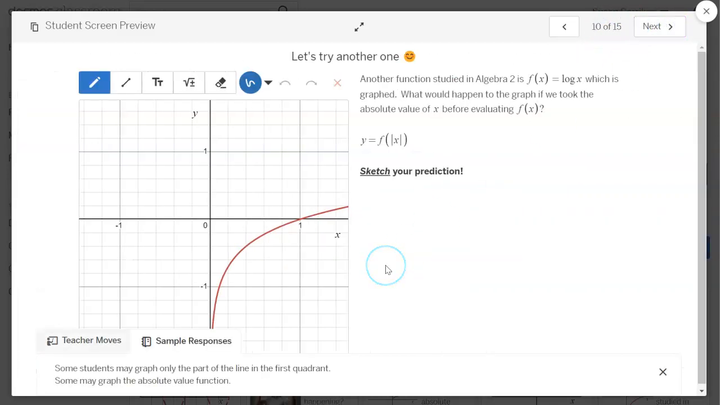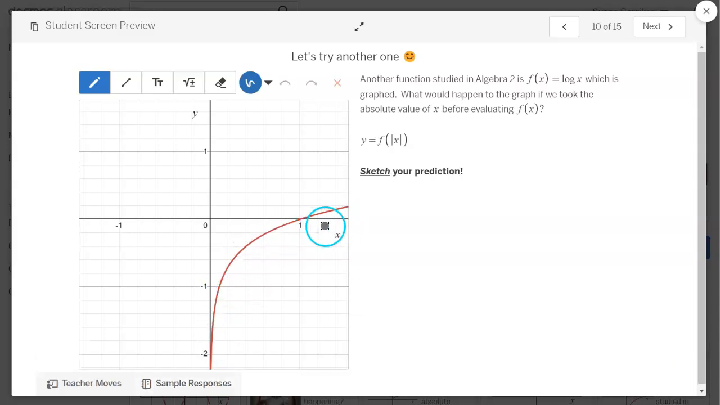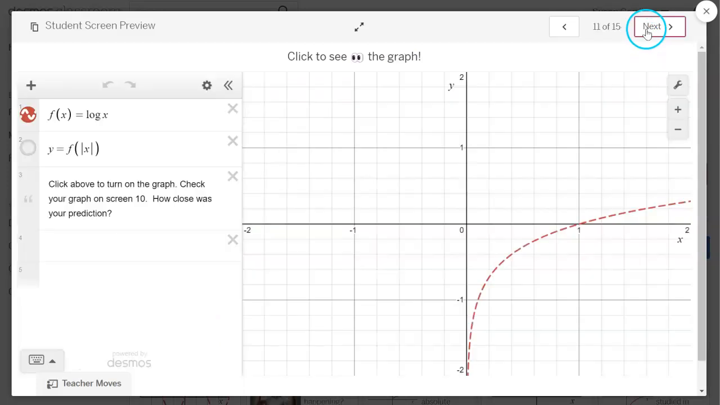And then they're given another one. This is a logarithm function. Again, they don't need to know this function, but they can make a prediction as to what it would look like if it is transformed, but like this with an absolute value. And then they'll come over here and do it.